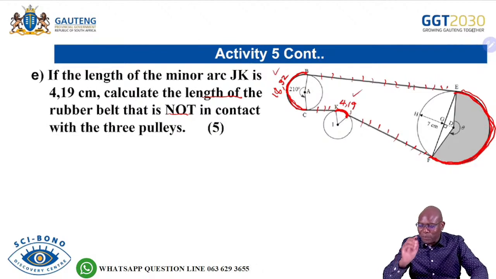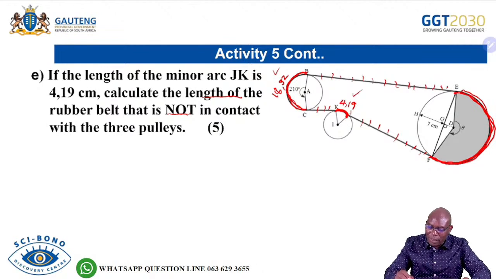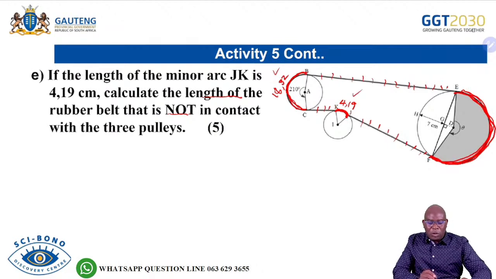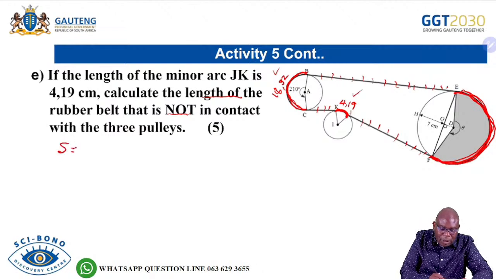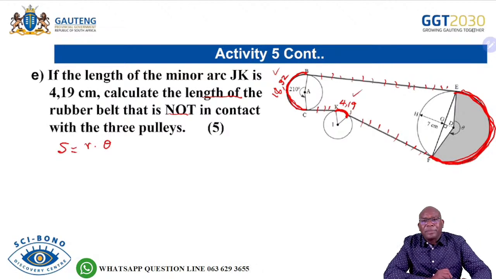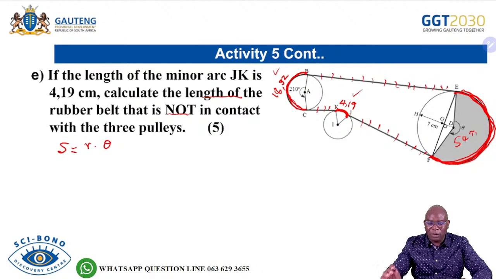And it's 5 marks. First of all, I must first calculate the EF there. So here I must first calculate that arc here. So how do I calculate that? It's going to be S equals R multiplied by theta. Okay, so I need the arc length. Or I can use the formula of area because I know that the area of that is 54 pi, of which the formula will be A equals half RS.